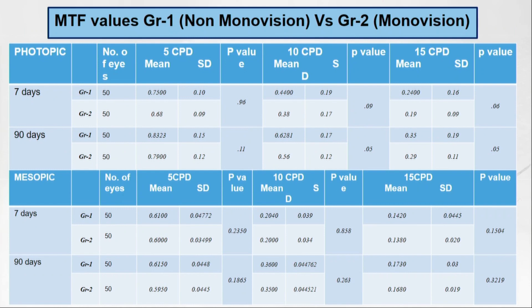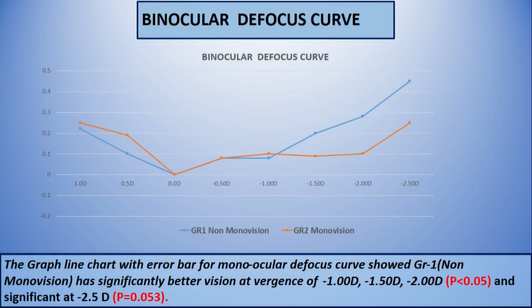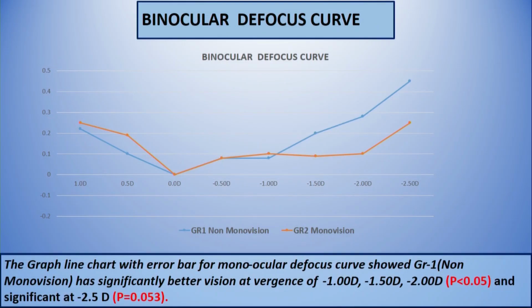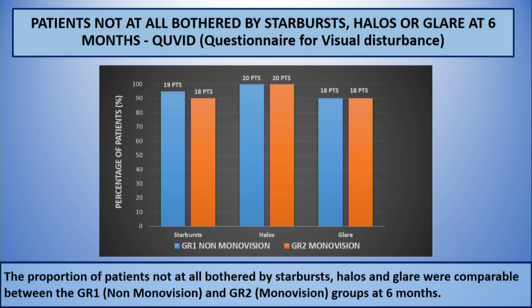It is measured by modulation transfer function measured on the EyeTrace. The binocular defocus curve was significantly better in the monovision group at 1.5, 2 and 2.5 diopters. This is the graph. The postoperative reading speed at 66 centimeters and up close was significantly more in group 2. The patients not at all bothered by starburst, halos and glare were comparable between group 1 and group 2 at 6 months.